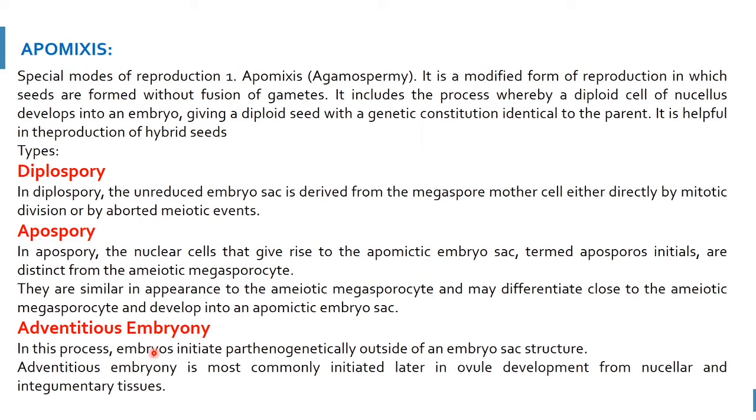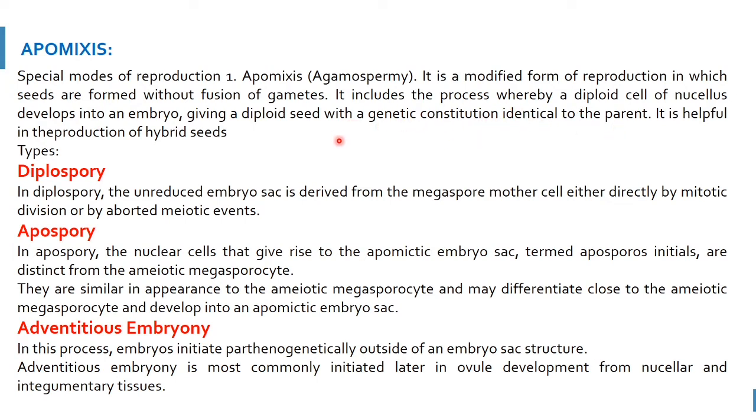Then coming to another term, that is apomixis. Apomixis is a special mode of reproduction. It is also known as agamospermy. It is a modified form of reproduction in which seeds are formed without fusion of gametes. It includes a process whereby a diploid cell of the nucellus develops into an embryo, giving a diploid seed with the genetic constitution identical to the parent.